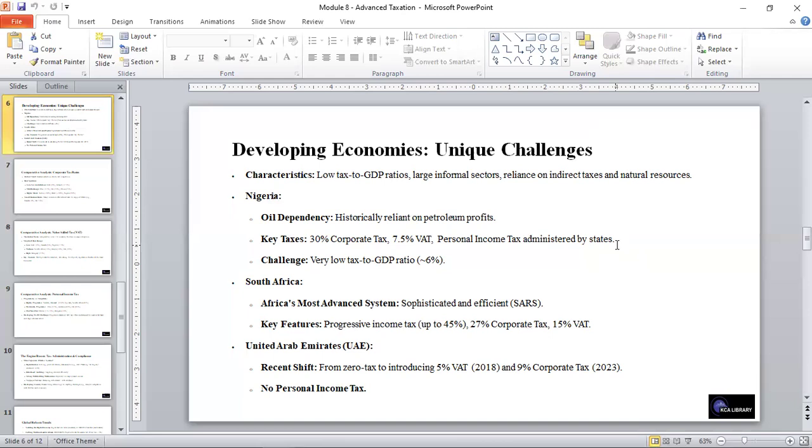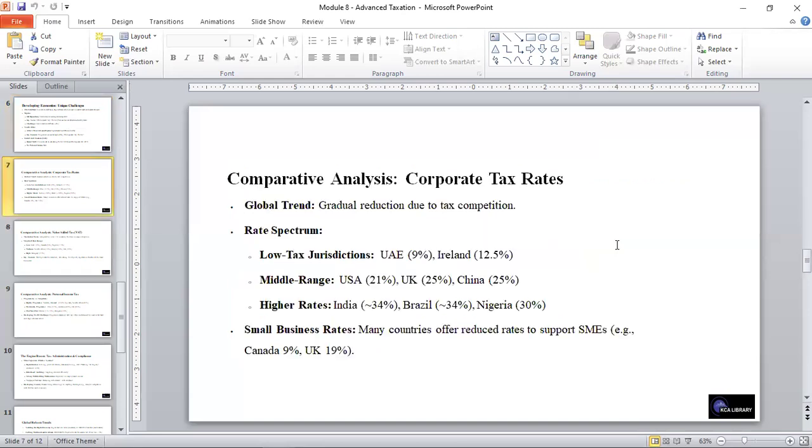And South Africa has Africa's most advanced system, with a sophisticated and efficient structure. Its features are progressive income tax up to 45%, 27% corporate tax, and 15% VAT. And for the United Arab Emirates, there is a recent shift from zero tax to introducing 5% VAT in 2018 and 9% corporate tax in 2023. And there is no personal income tax.